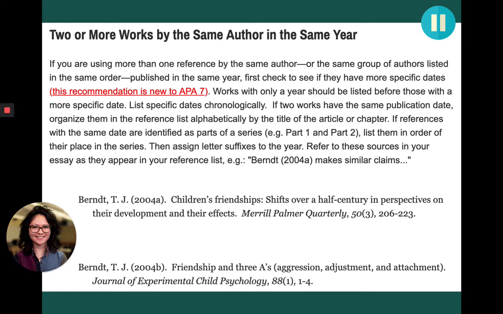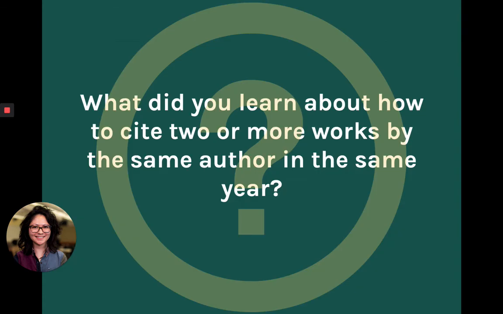So pause the video here to read this section from the OWL Purdue website. As you're reading this, something that I want you to think about is, how do you cite 2 or more works by the same author in the same year? In other words, how are you going to cite your journal entries? Now that you've taken a chance to read that, write your answer down. What did you learn about how to cite 2 or more works by the same author in the same year?